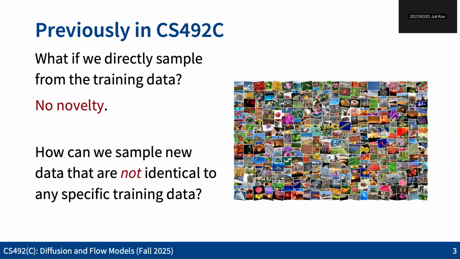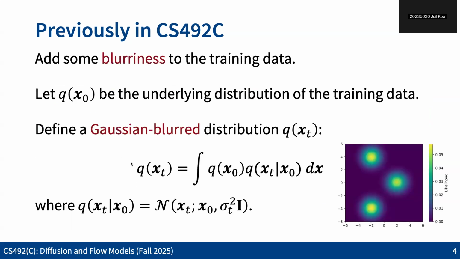That's really one possible way, but the feature we want in our generative model is to make novel images, not just pick one of those images. So the question is, how can we generate new data points that are not identical to any of the specific data points? For that, the basic idea that we started to see last time is to add some sort of blurriness into the training data.